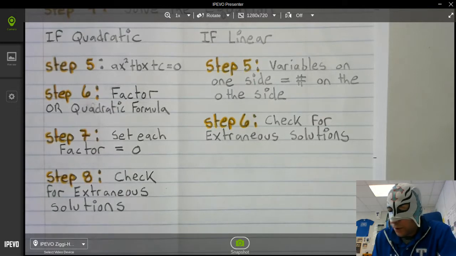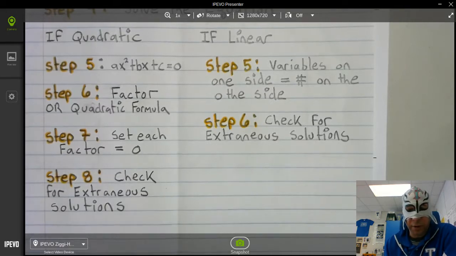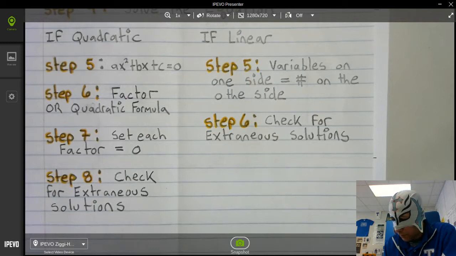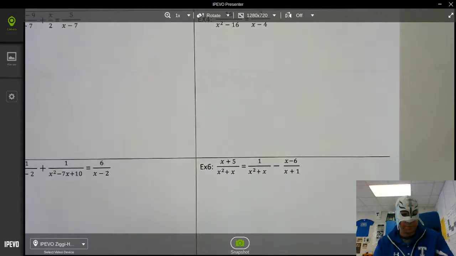All right, now, if it's linear, then step 5 will be to set the variables on one side equal to a number on the other side and solve for x. And step 6, check for extraneous solutions. So if you would, pause the video and finish up your linear steps. All right, I assume now that your notes are updated, let's look at the examples.